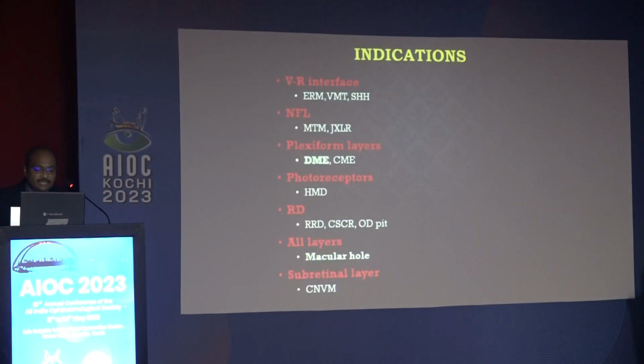So indications can be classified, coming from top to bottom, starting with the vitreoretinal interface, where you can get pathologies like ERMs, vitreomacular traction, and subhyaloid hemorrhage, and we'll see examples of these. Nerve fiber layer: myopic traction maculopathy, X-linked retinoschisis. Plexiform layers, where you'll find pathology of diabetic and cystoid macular edema. Photoreceptors: heredomacular degenerations, detachments in all layers, macular holes, and subretinal layers, CNVMs.